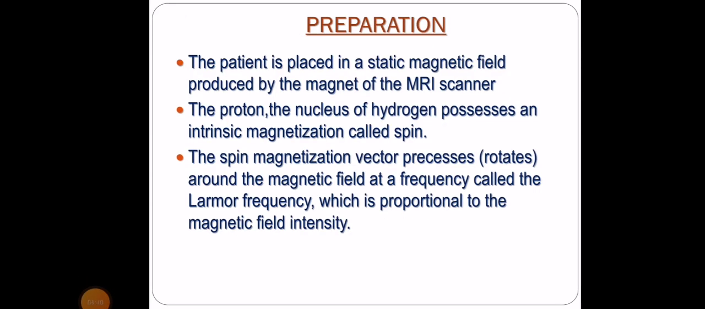So the patient is placed on the table of the scanner, and then the protons in our body, the nucleus of hydrogen, possesses an intrinsic magnetizing property called spin.